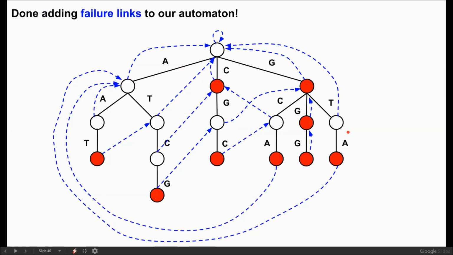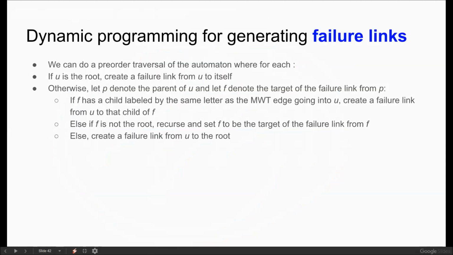Cool, so now we have added all of our failure links for each node. So we just went through and added failure links for all of the nodes in our automaton. But I just want to take a moment to pause and mention something that's pretty cool. And that's that we can use dynamic programming to generate failure links.